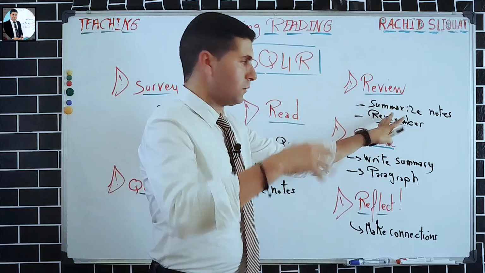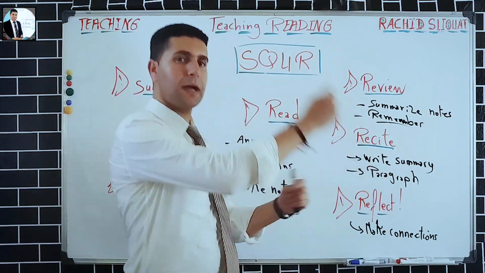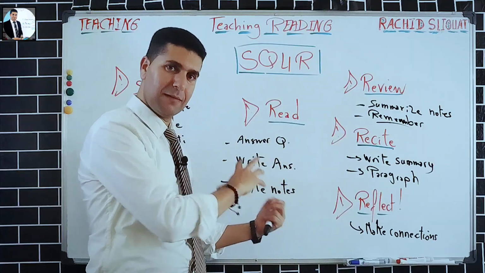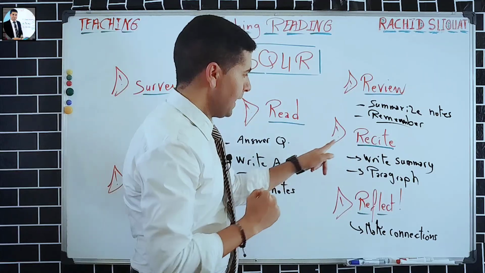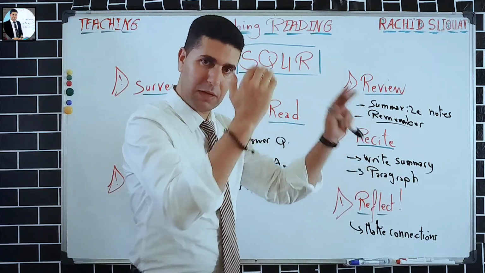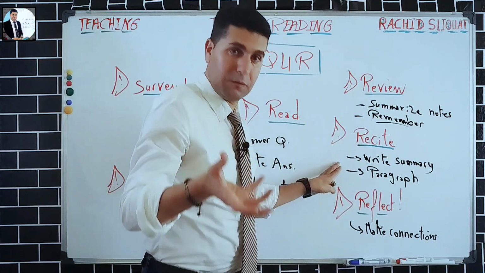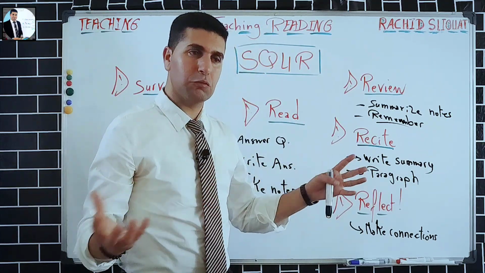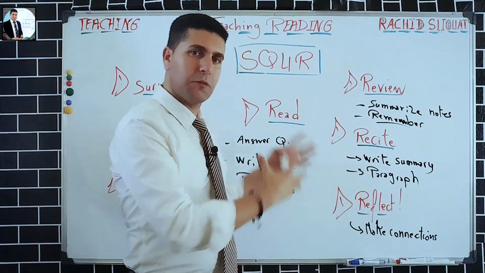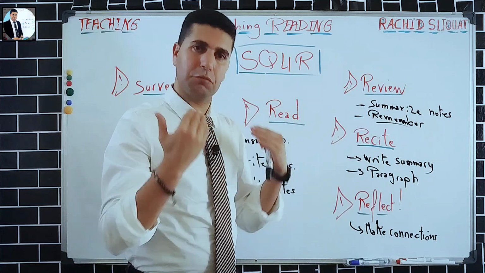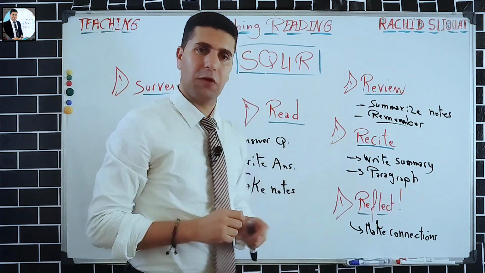So to review, students can summarize their notes, going back to their notes, to their exercises. Why? Very simply, it is to remember the information. And to recite, to write a summary about the text, to write a paragraph about the text. So you can give them this as a task to do. And finally, to connect, to match what they learned from this text with their previous readings, with other issues related to the topic of the text.